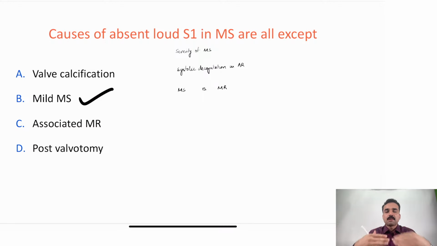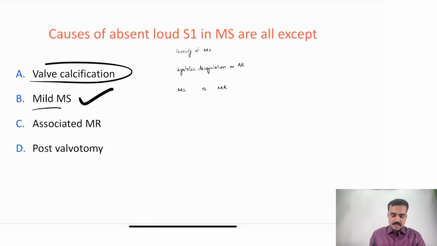That's why it will shut the mitral valve with more force. That's why the S1 is louder. In mild MS, moderate MS, severe MS, the S1 remains loud. Valvular calcification softens it.